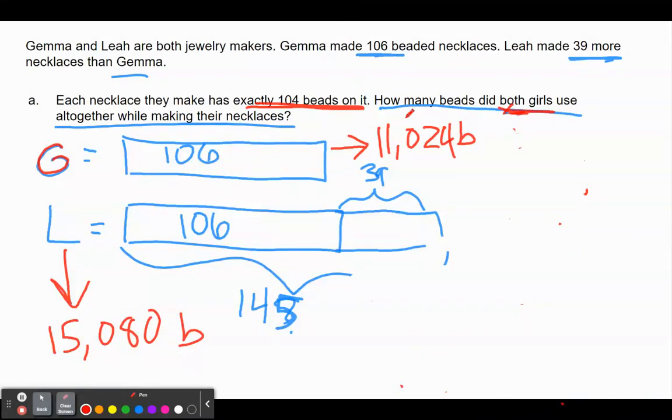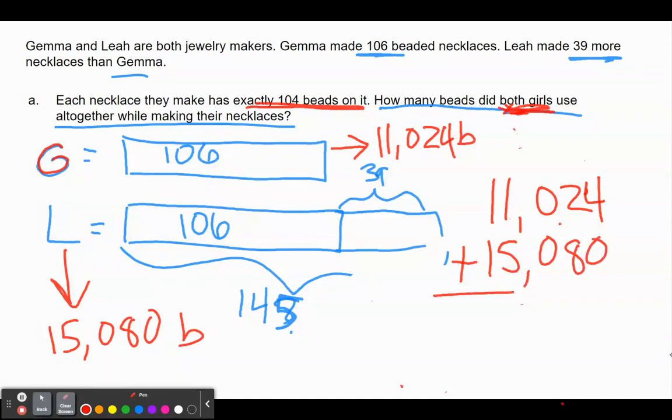Okay, so let's go back to our question. So our question is asking, how many beads did both girls use all together while making their necklaces? So we found out how many beads Gemma used, and we found out how many beads Leah used. Now we need to combine them together to see how much our total was of all of the beads that were used. So I have 11,024, and I'm going to add that to Leah's beads, which is 15,080. And I'm going to use the standard algorithm to combine them together.